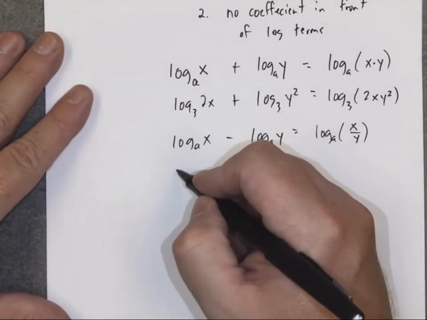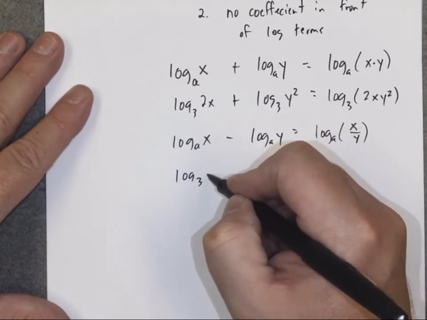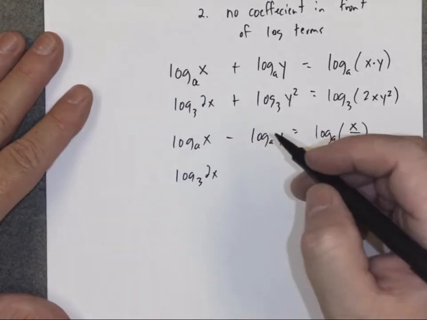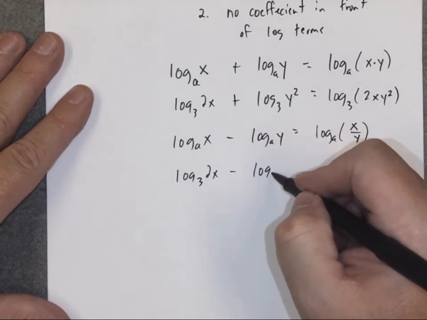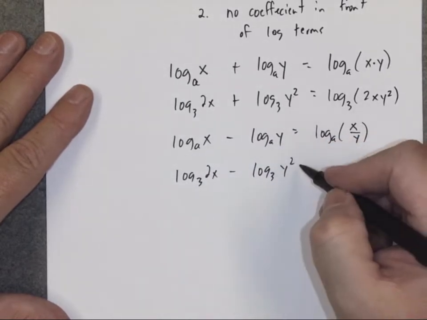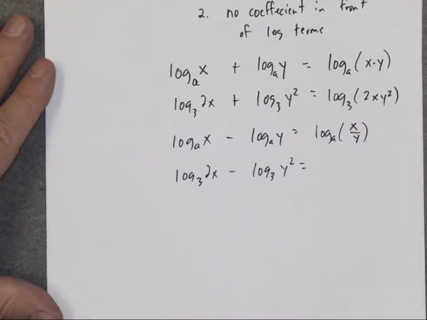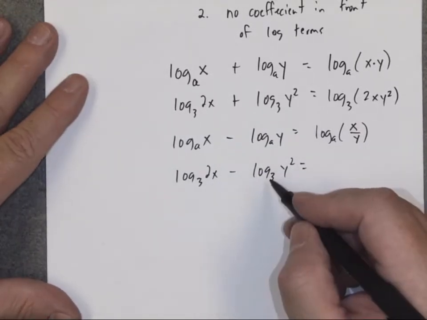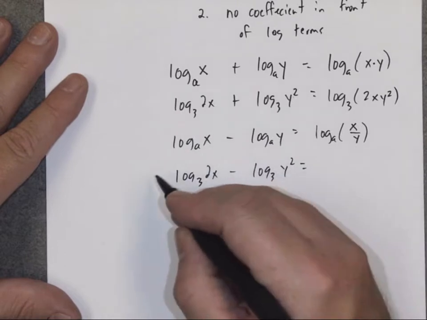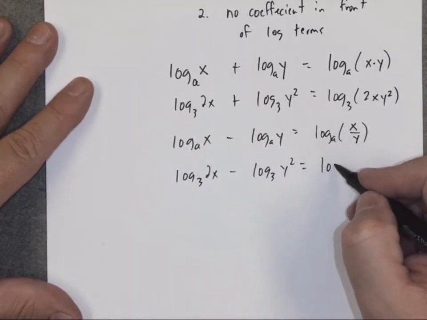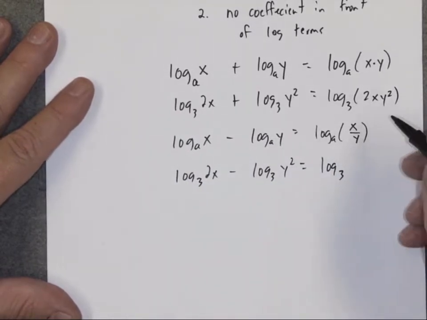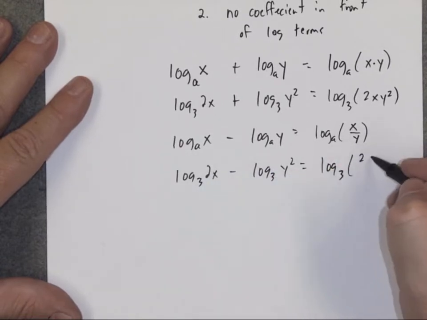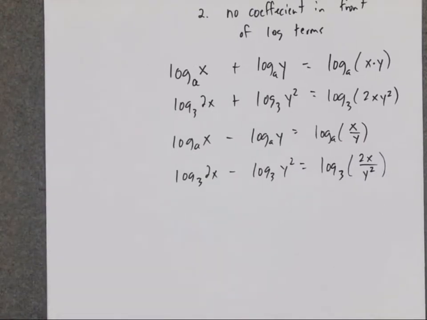So if I turn this into a subtraction problem, log base 3 of 2x minus log base 3 of y squared equals, two logs, same base, no coefficients. Since I'm subtracting, 2x over y squared. All right, once again, not too bad.